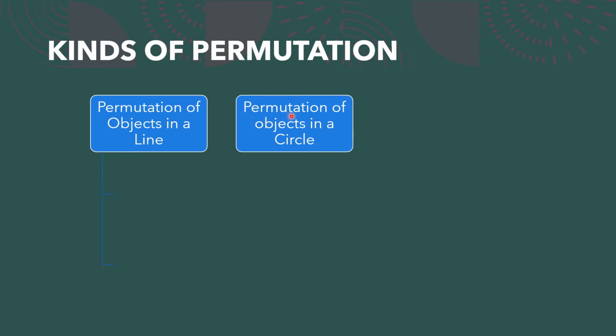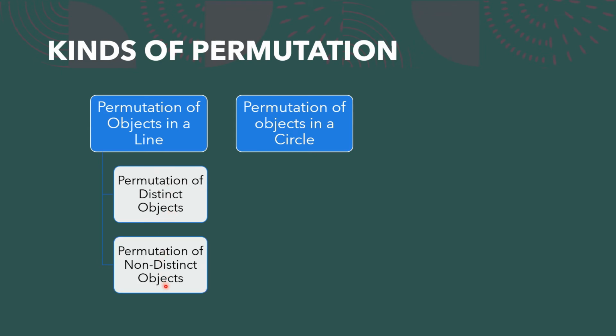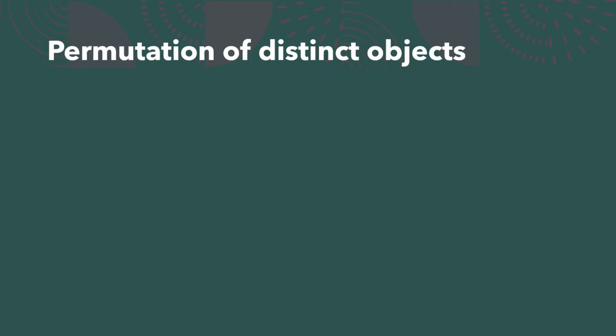Second kind of permutation is permutation of objects in a circle. So, based lang dun sa arrangement yung kanilang pinagkaiba. Yung una is in the line, yung sunod is in a circle. Under permutation of objects in a line, meron tayong permutation of distinct objects at saka permutation of non-distinct objects. So, ang focus muna nating i-discuss is the distinct objects or permutation of distinct objects.